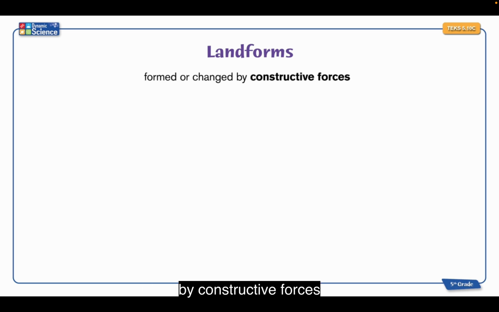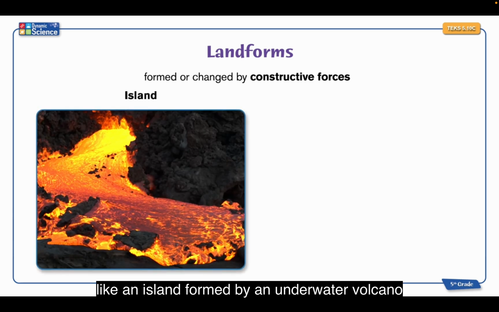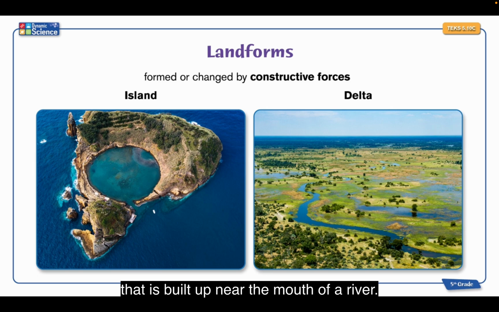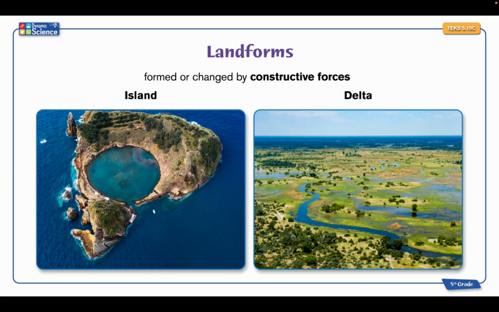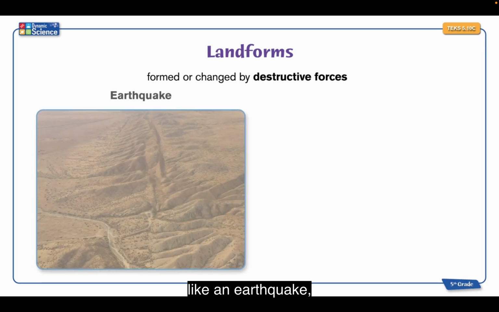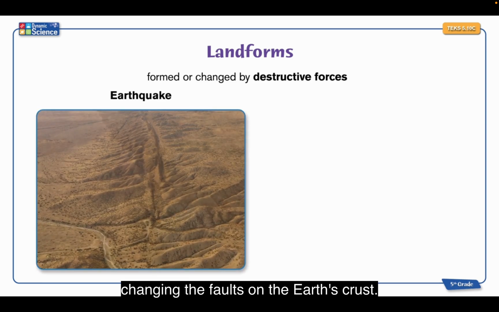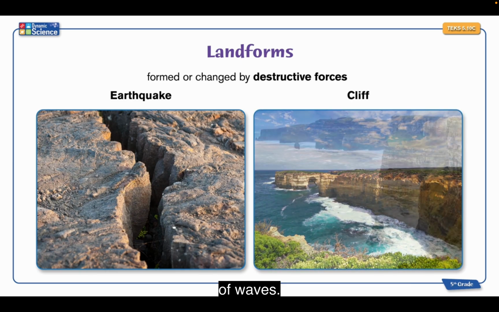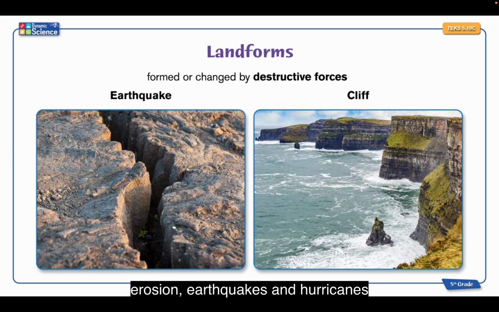Landform changes can be made by constructive forces, like an island formed by an underwater volcano, or a delta that is built up near the mouth of a river. Deposition is a constructive force because it builds new landforms. Destructive forces can change landforms, like an earthquake changing the faults on the Earth's crust. Some cliffs are formed by the constant pounding of waves. Destructive forces such as weathering, erosion, earthquakes, and hurricanes tear down Earth's surface.